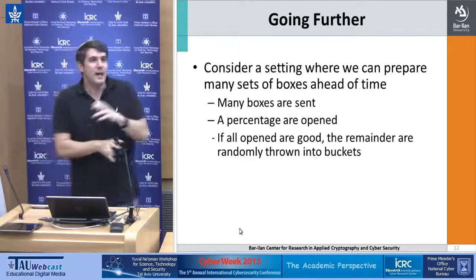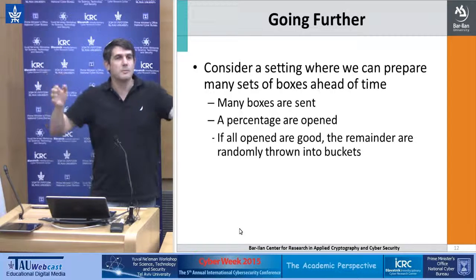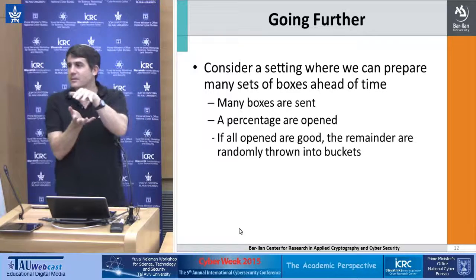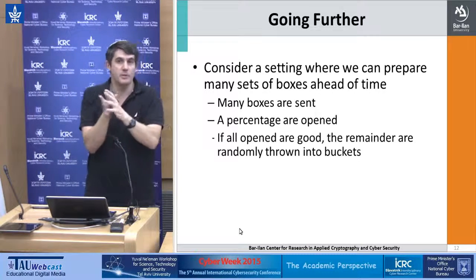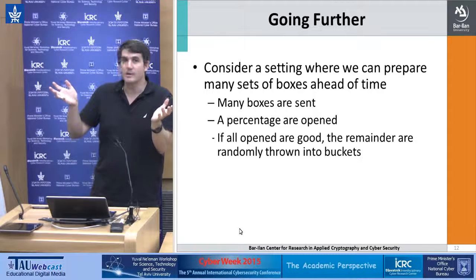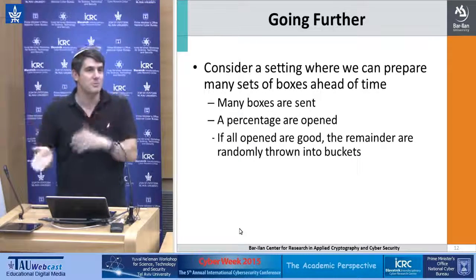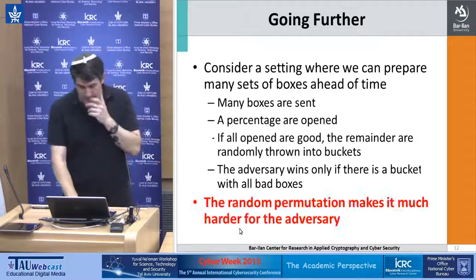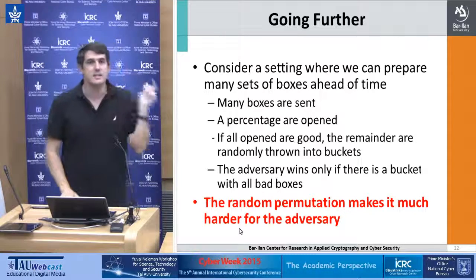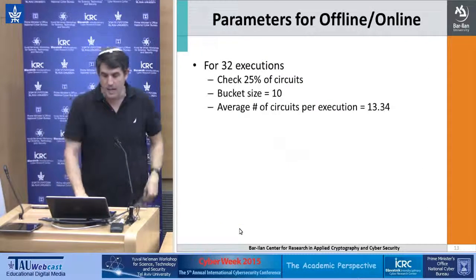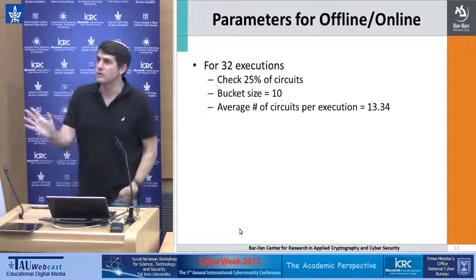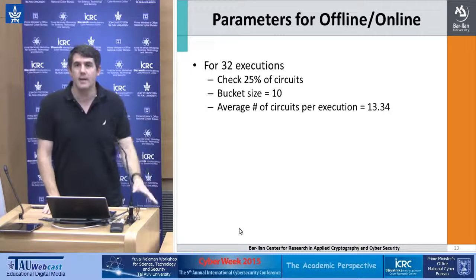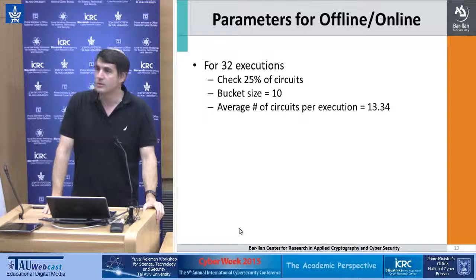So if we have many, many circuits and we're throwing them to random buckets, a bucket will have only bad circuits if the adversary made many of the circuits bad to start with. But if it made many of the circuits bad to start with, then we'll catch it with high probability. So it really makes it much, much harder for the adversary. And this mixing, this random permutation added on top, and just to show you how much harder, even if I just do 32 executions, so I'm not even batching many ahead of time, actually what we do is we get down to an average of 13 circuits is all that we need overall.